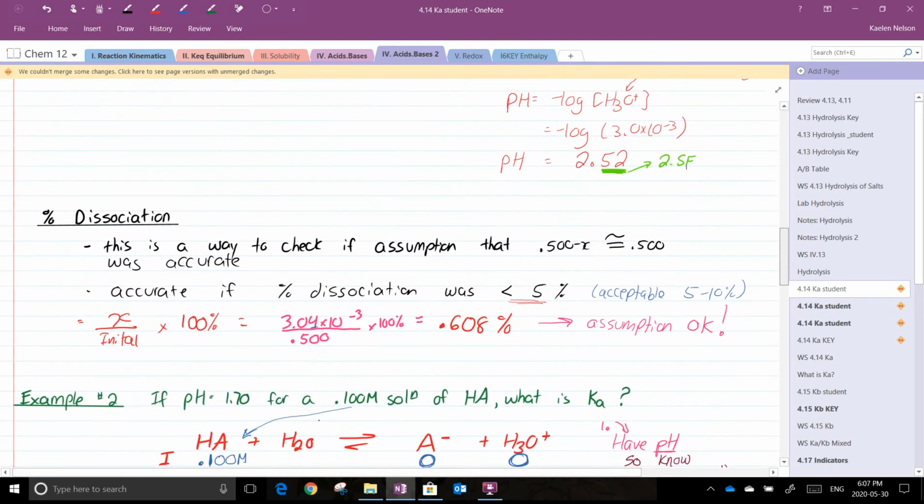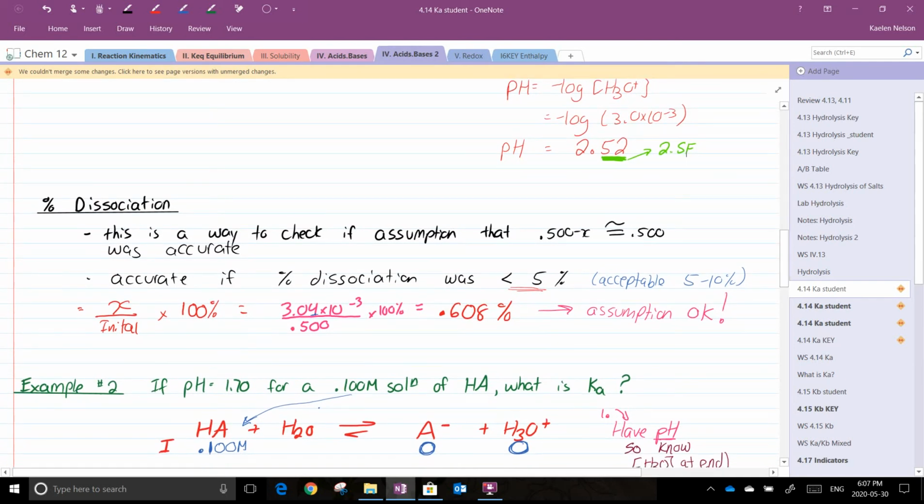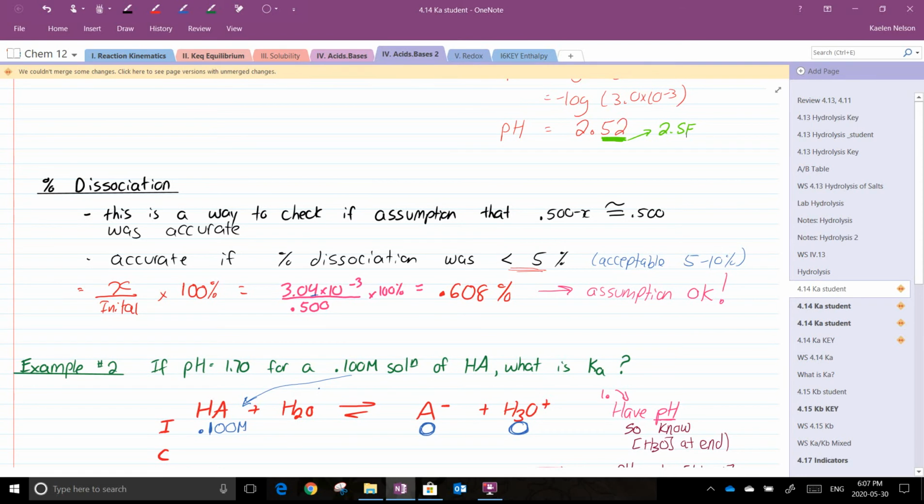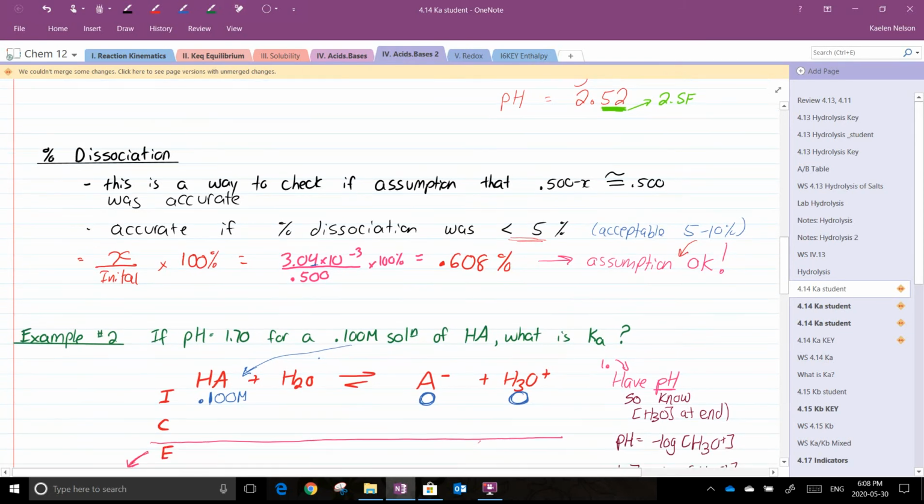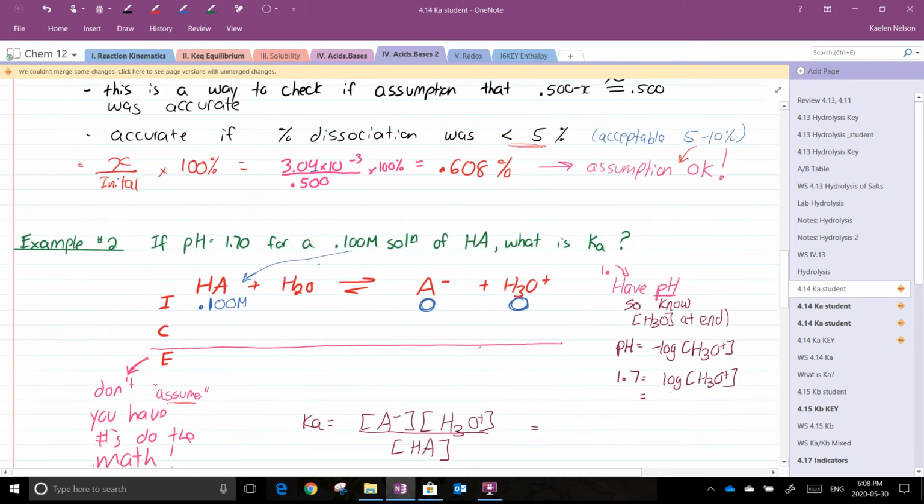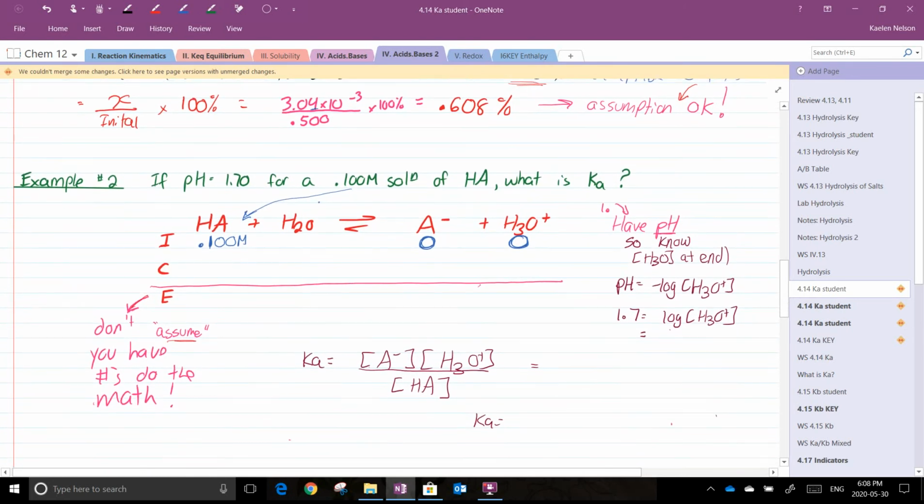The next section gives you a little note on percent dissociation to check if your assumption was correct. You do not need to do that for Chem 12. I just wanted to leave that there with you in case you encounter it in university. You do x over your initial times 100%, and in this case it worked out to 0.608%, which means our assumption's okay. Usually it's acceptable between 5 and 10%. Sometimes your question will tell you it has to be under 5% if you are doing a university type problem, but we're assuming that between 5 and 10% is an okay dissociation to assume x is insignificant.